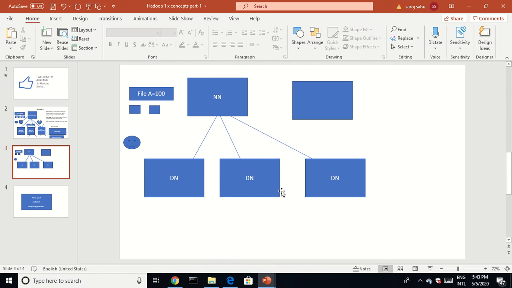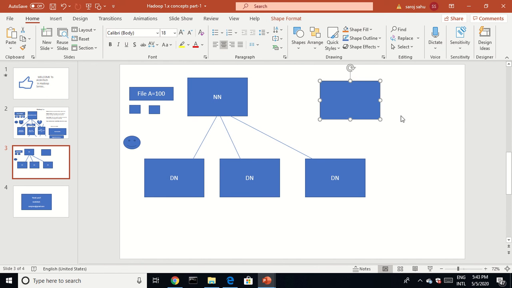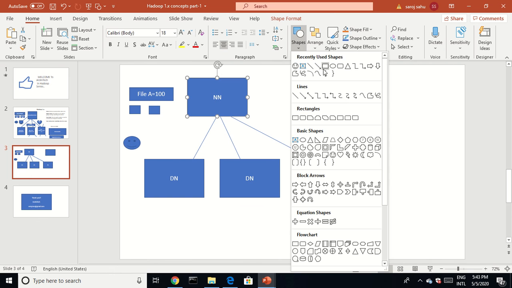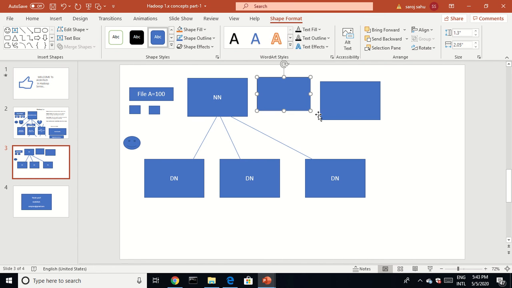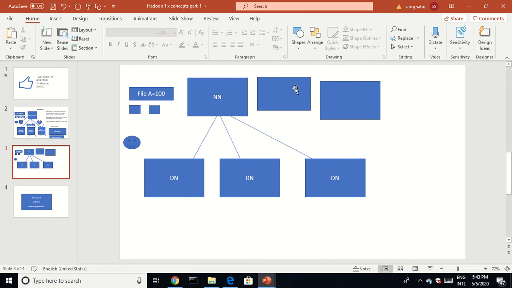Now what we'll discuss today is: due to the NameNode only can we access the data? Without the NameNode, can we access the data? The answer is no, because it has the metadata. The NameNode keeps the metadata only in its system RAM. Why? For faster access.